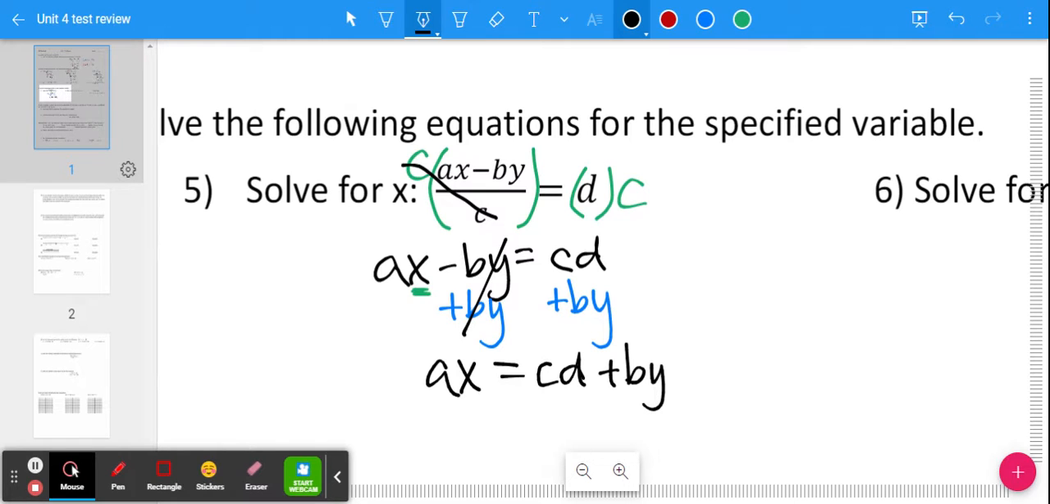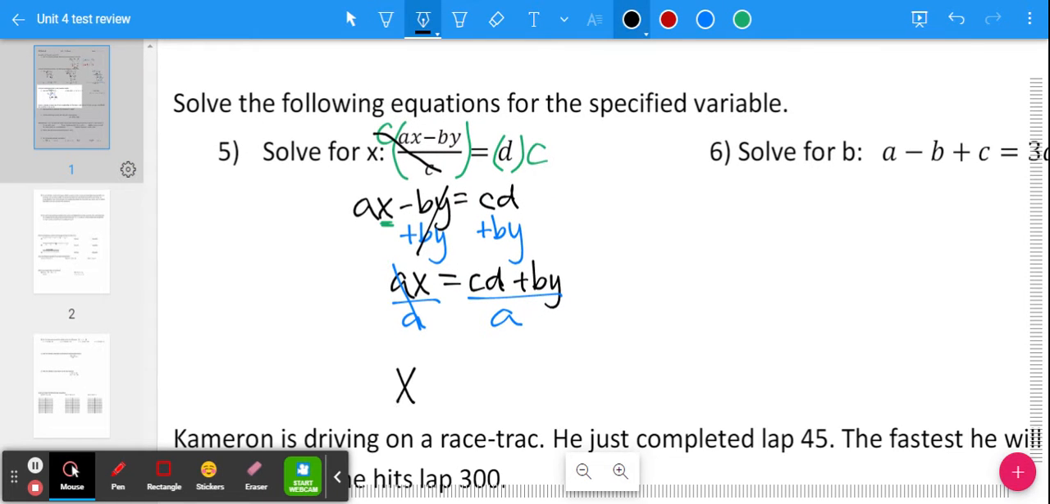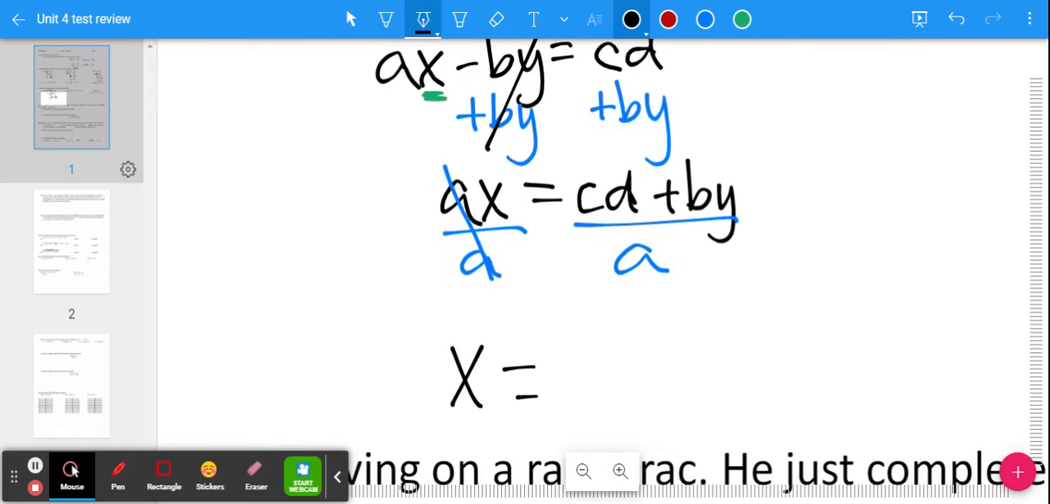Last thing, that a is a coefficient to x, and we get rid of a coefficient by dividing by it, which means we'd be left with x equals cd plus by, divided by a.